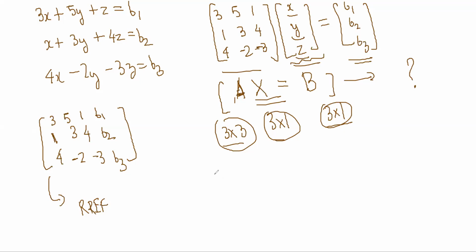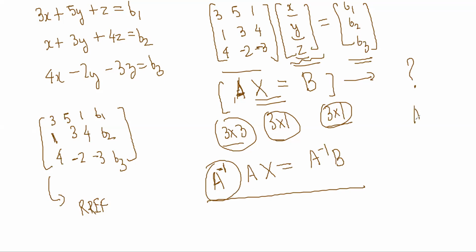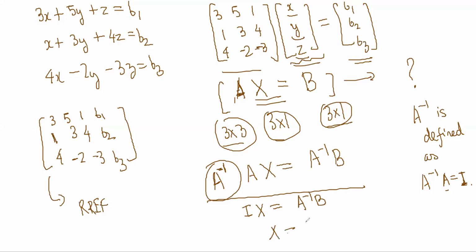So if I multiply with some new matrix called A inverse, on A and X, and you got A inverse and B, both sides I have multiplied by A inverse. Here A inverse is a matrix that is defined as something that does this: A inverse into A should give the identity matrix. So this will become I into X is equal to A inverse into B. Then X will become A inverse into B.